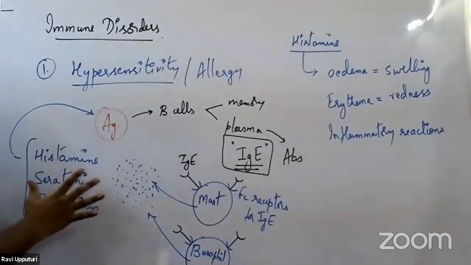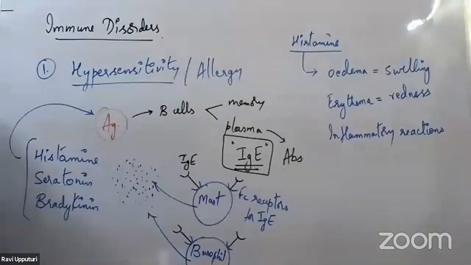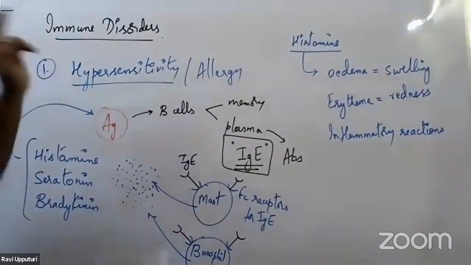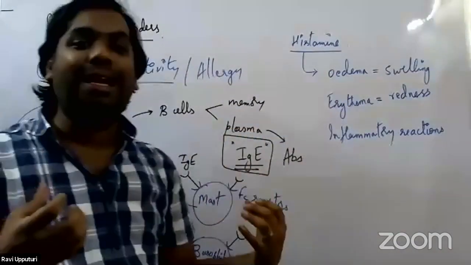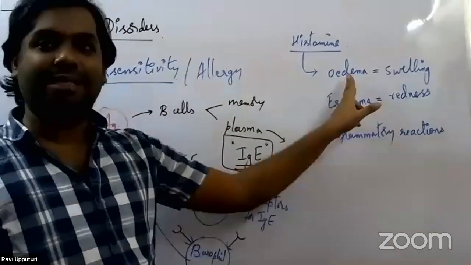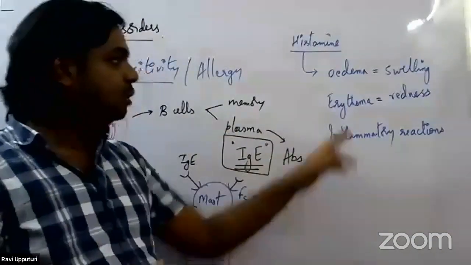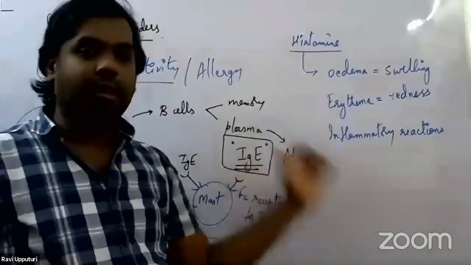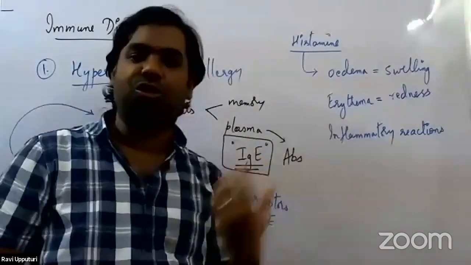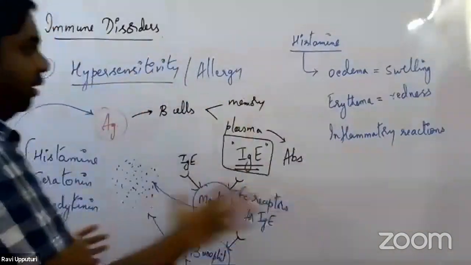All of these chemical substances will go and start targeting the antigen, and bring about the complete destruction of the antigen. Along with destroying the antigen, what these chemicals do, especially histamine, is bring about some sort of swelling in the surrounding tissue. We call it edema. It brings about redness of that particular tissue. We call it erythema, and it also leads to some sort of inflammatory reactions in the body. So this is what is happening.